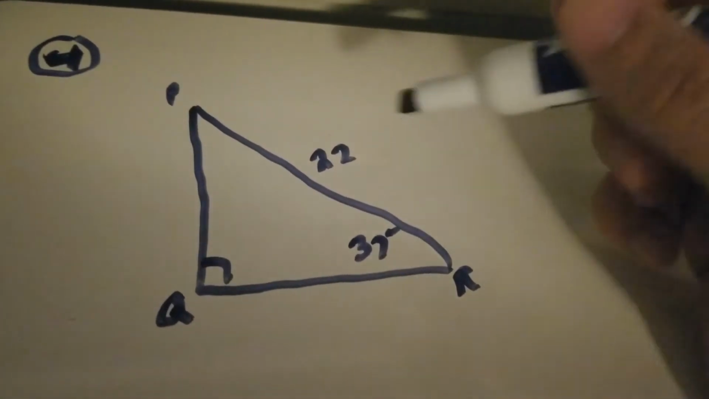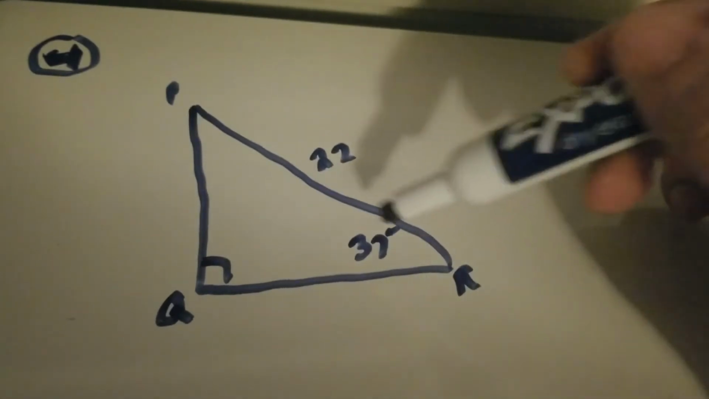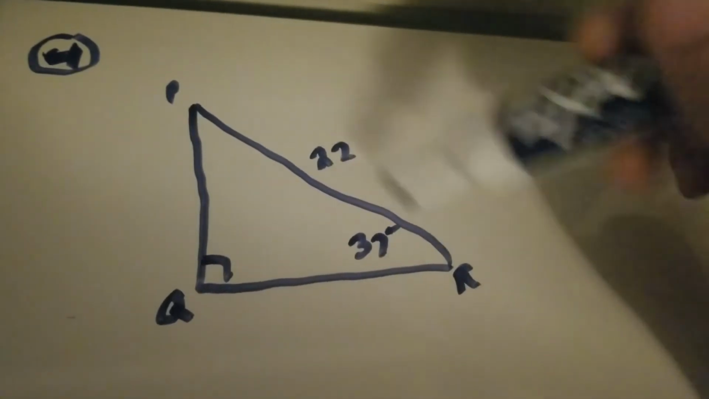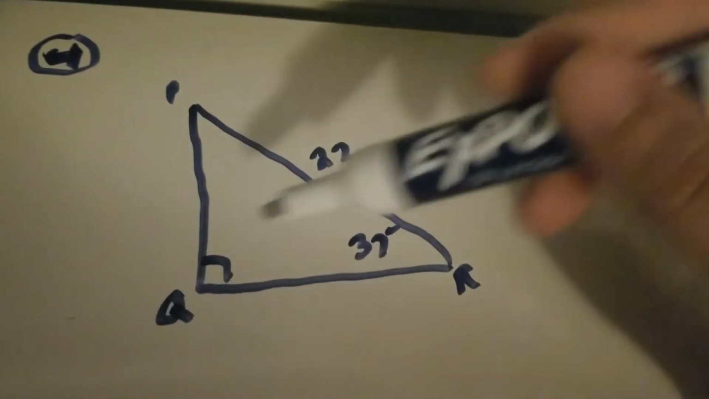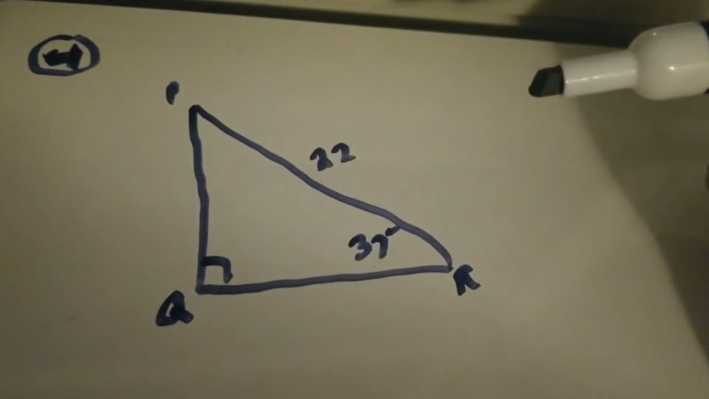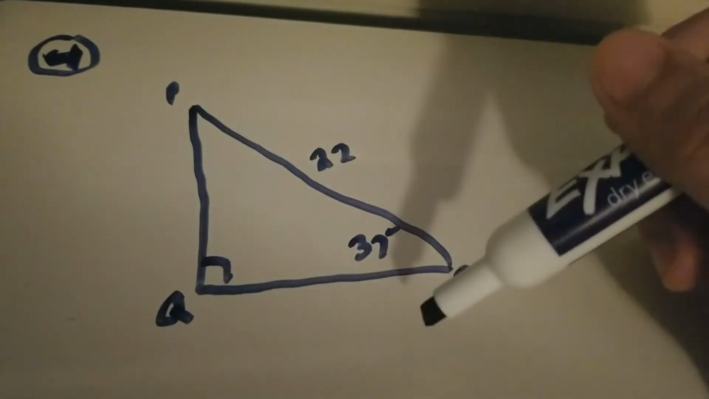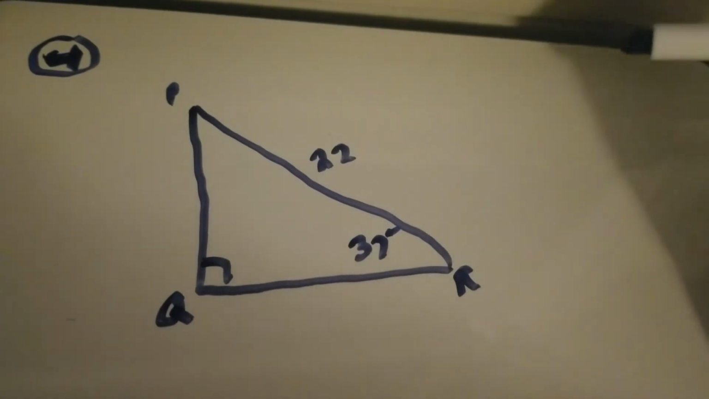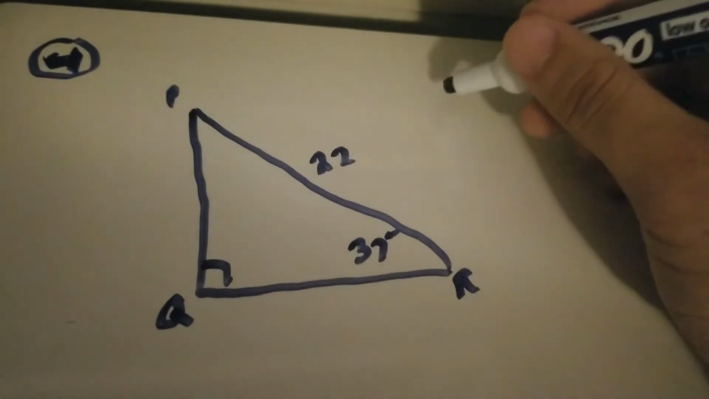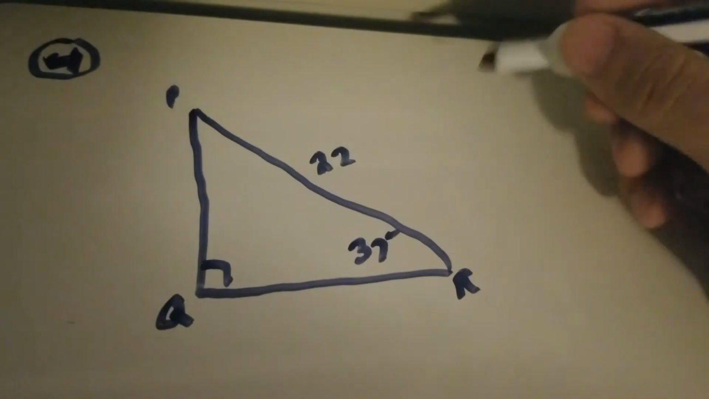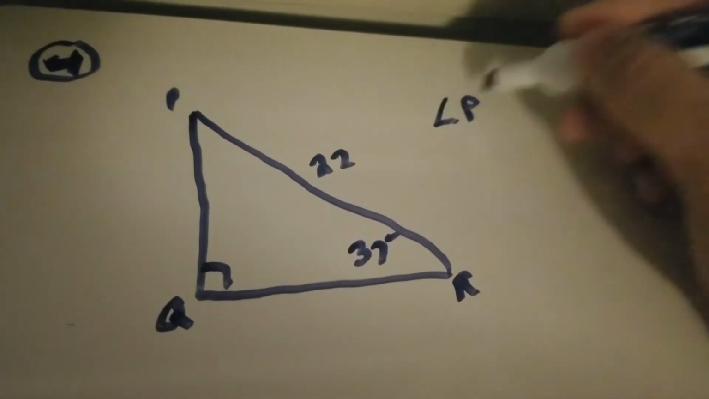So first off, let me look at here. I got triangle PQR, the angle is 37. This side, PR, is 22. And we have Q, the angle is being 90. And angle R is being 37. So what we're missing, and maybe this is what you want to start off with, is labeling what is missing. I'm missing angle P right now.